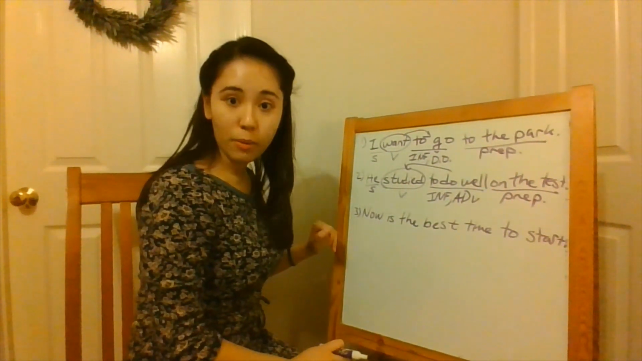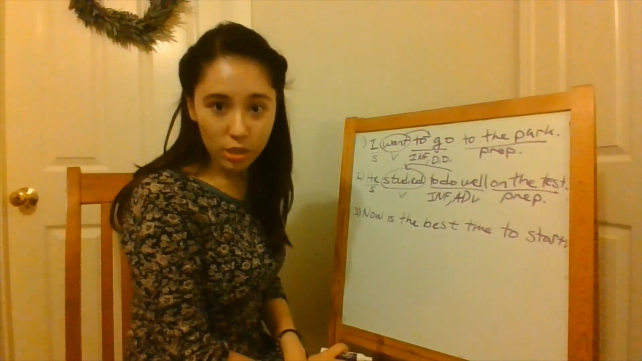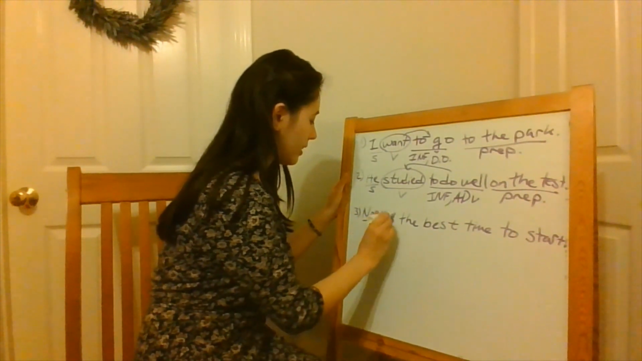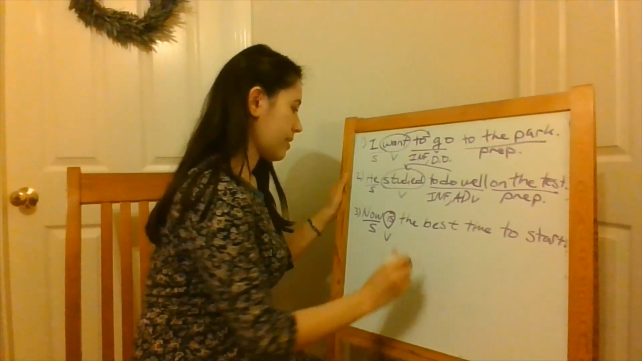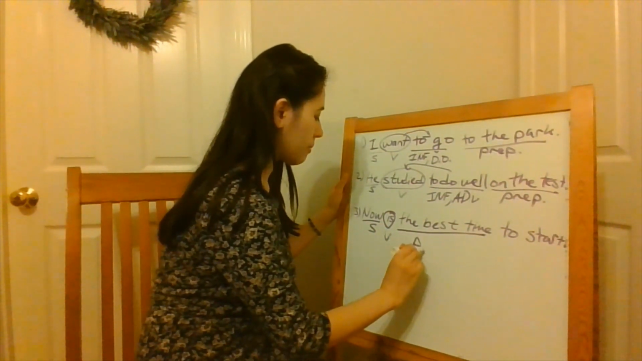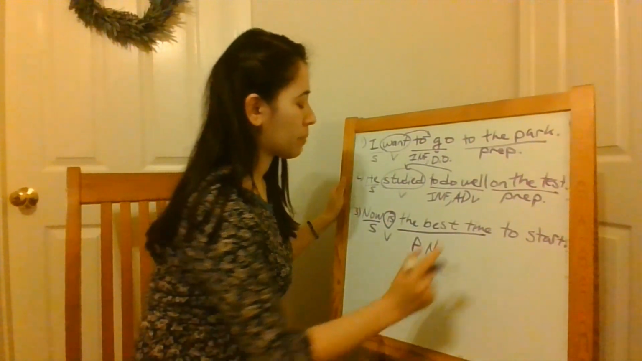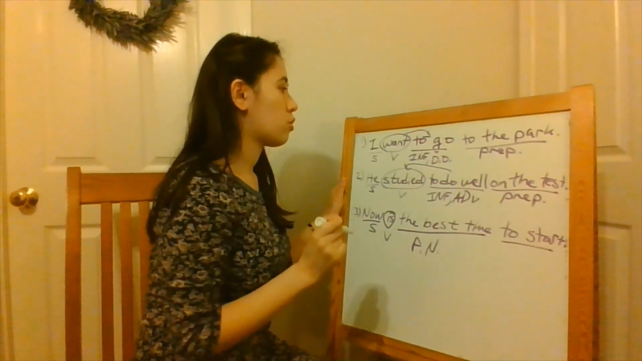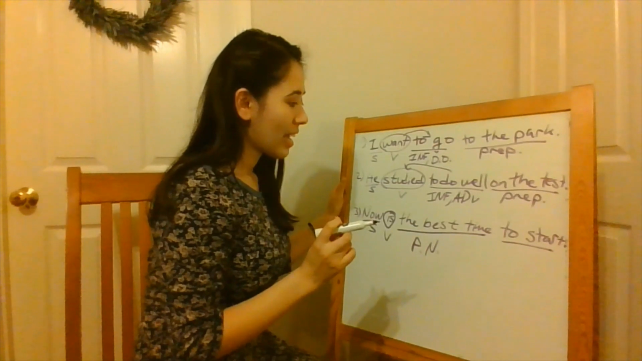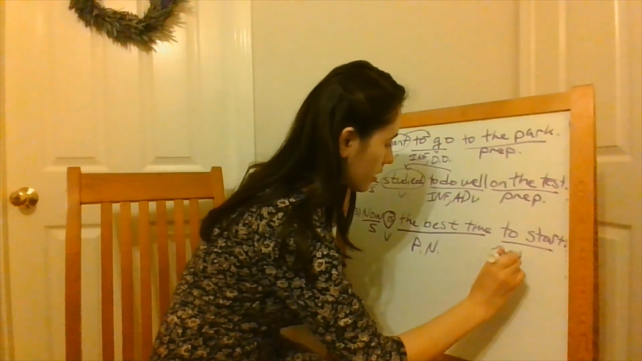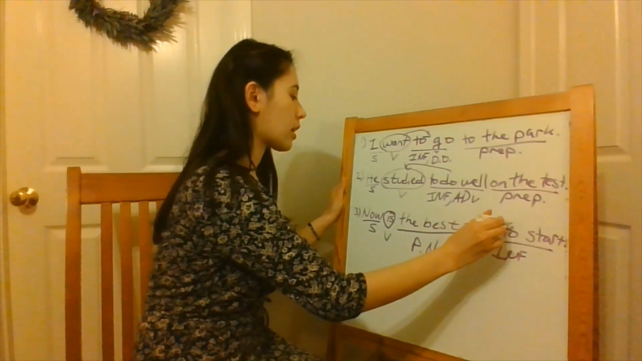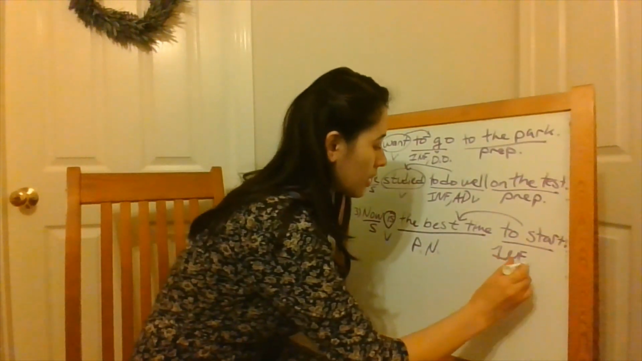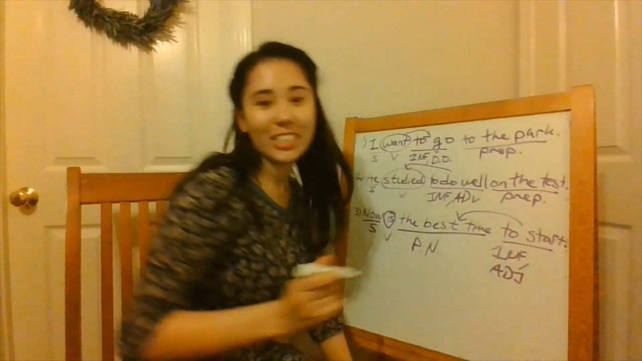And then finally, we have, now is the best time to start. So now is acting as our subject here, is the verb. The best time is a predicate nominative. Now is the best time, and then to start. So to plus start, that's to plus a verb. So we know that this is an infinitive. And then to start is describing time. So what kind of best time is it? It's the best time to start. It is acting as an adjective.